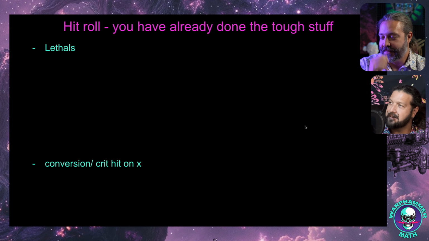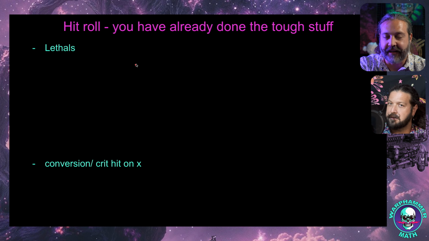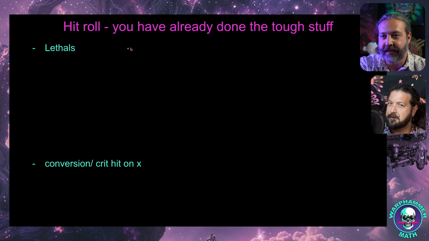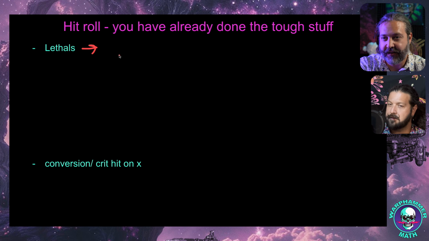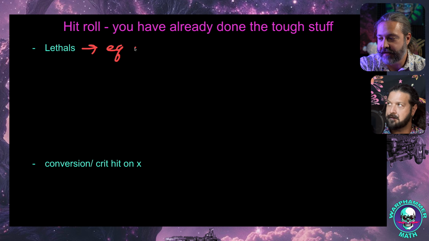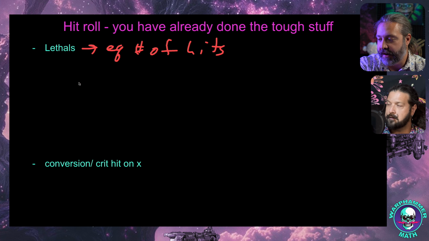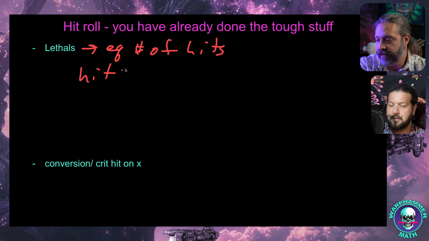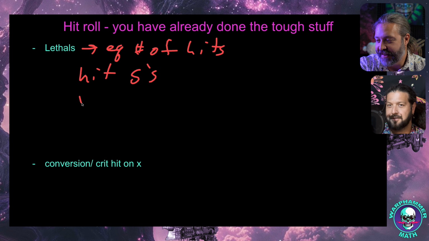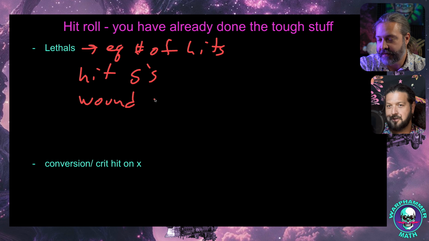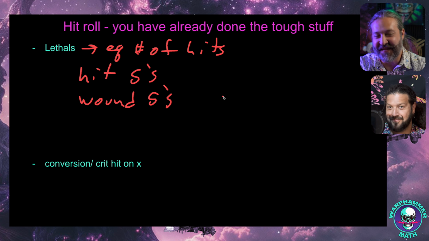All right. The one that's a little more difficult to deal with is lethals, but lethals end up working exactly the same as devastating wounds. So we're just going to figure out the equivalent number of hits through. Let's do a really quick example again. Let's say that we hit on, give me a number. We hit on 5s. All right, we hit on 5s. What do we wound on? We're wounding on 5s. All right, and we wound on 5s.